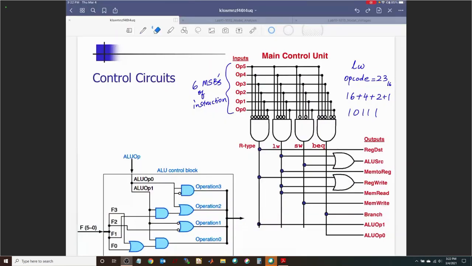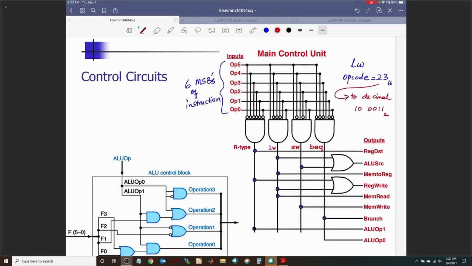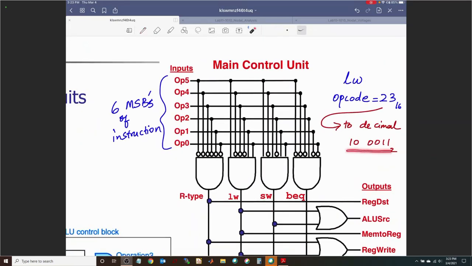Alright. So what is 23 in hex to decimal? Right. The 2 and 3. Right. So I need 6 bits. I can take off the 2 bits. Alright. This makes sense. Thank you for catching that. So I got 100011 in binary, right? So those are my 6 bits. Now, if these are my 6 bits, I can map them over here to 1 0 0 0 1 1, right?